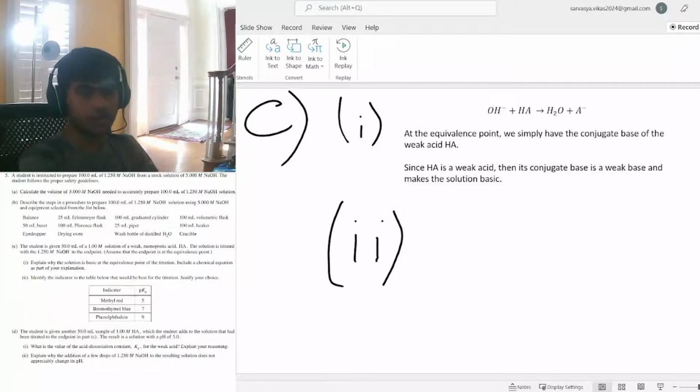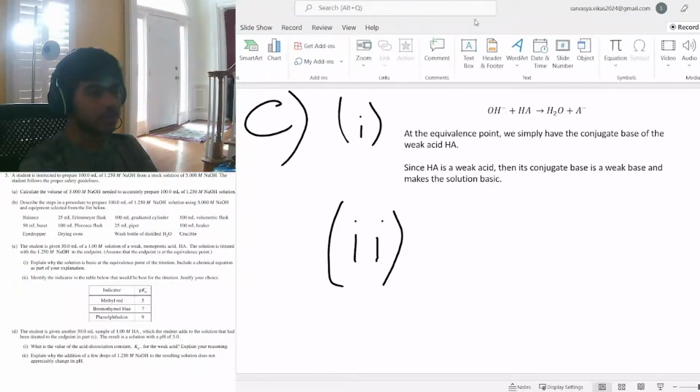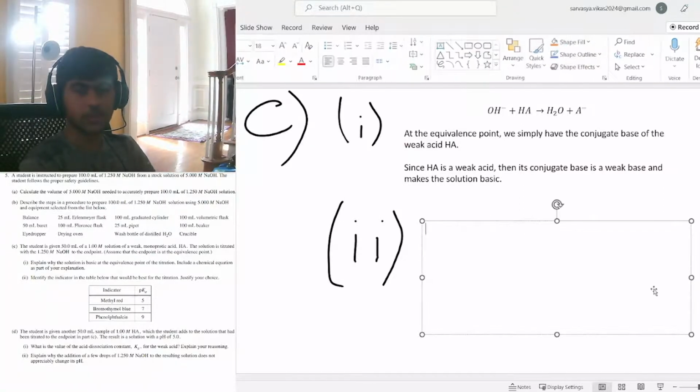And what do we have here? Identify the indicator in the table below that would be best for the titration. Justify your choice. Well, this is going to be a basic solution, so its pH is going to be greater than 7. So we're going to end up using an indicator that's closest to the pH, the pKa. And that is going to be what? That is going to end up being, it looks like it should be the phenolphthalein.